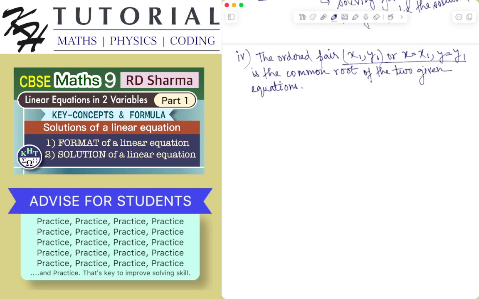Okay, let's see. Let's say the two given equations are 3x minus 2y is equal to 4. This is the first given linear equation in two variables, x and y, and another equation is x plus y minus 3 equals to 0. This is the second equation. Now let's write the first equation in the standard form. So it will be 3x minus 2y minus 4 is equal to 0.